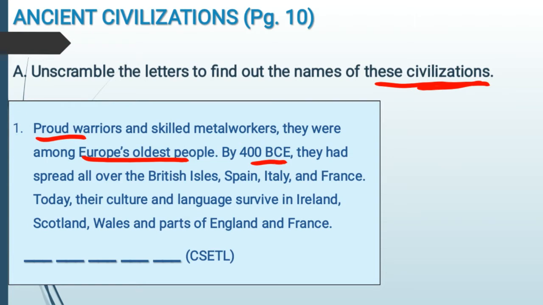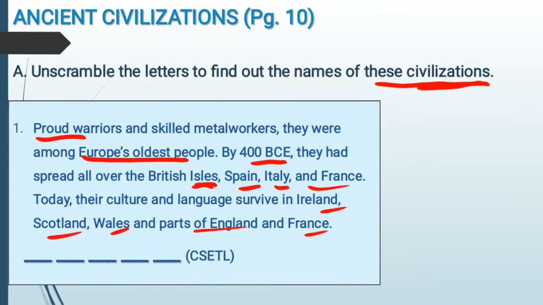Here you should pronounce this word as Isles. Spain, Italy and France. Today, their culture and language survive in Ireland, Scotland, Wales and parts of England and France. So by 400 BCE they were only in the British Isles, Spain, Italy and France, but nowadays they are in countries such as Ireland, Scotland, Wales, and parts of England and France.